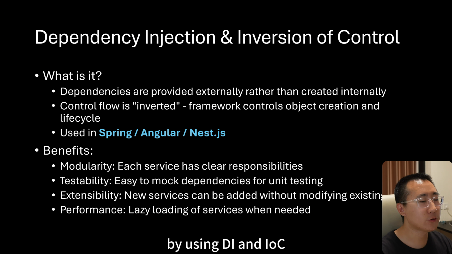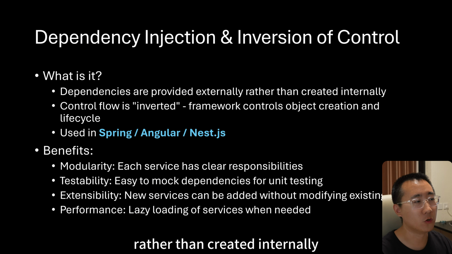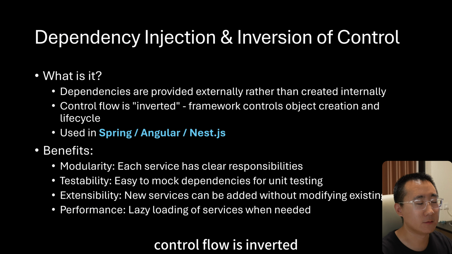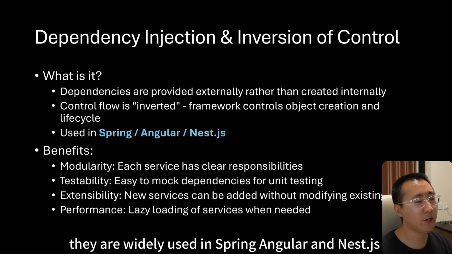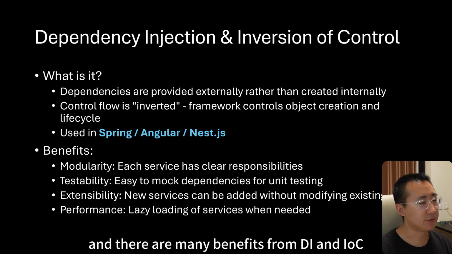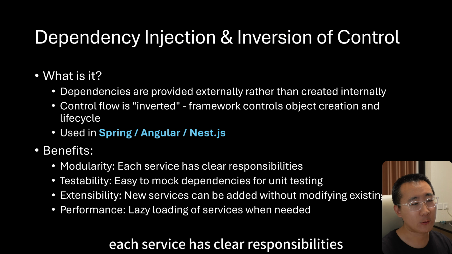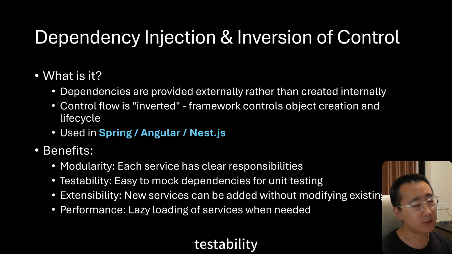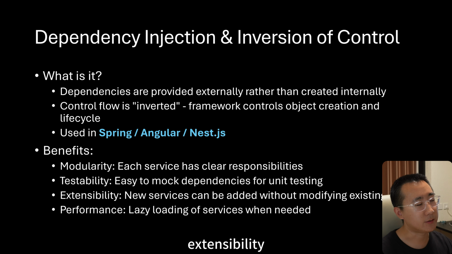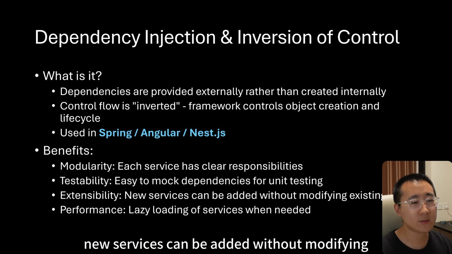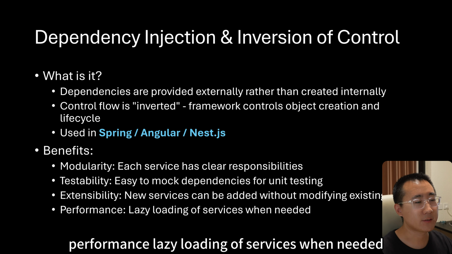By using DI and IoC, dependencies are provided externally rather than created internally. Control flow is inverted. The framework controls object creation and lifecycle. They are widely used in Spring, Angular, and Next.js, and there are many benefits from DI and IoC. Modularity: each service has clear responsibilities. Testability: easy to mock dependencies for unit testing. Extensibility: new services can be added without modifying existing code. Performance: lazy loading of services when needed.